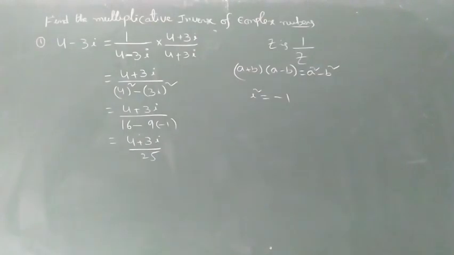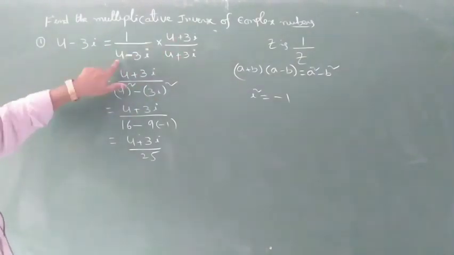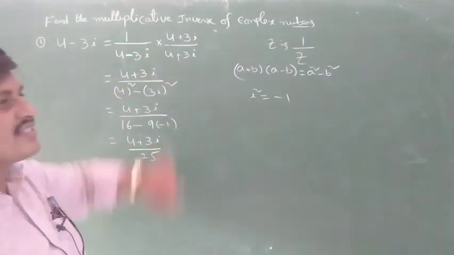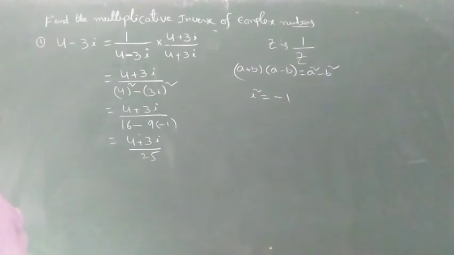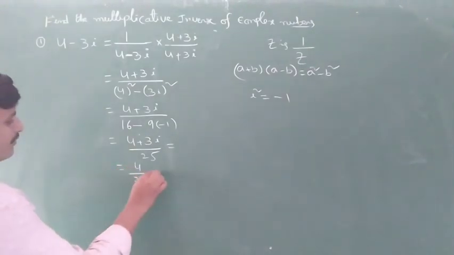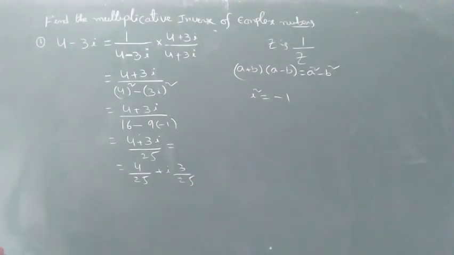Okay, rationalization: 4 plus 3i by... rationalization means what? 4 minus 3i is given, so the opposite, the conjugate, is 4 plus 3i. Multiply by 4 plus 3i by 4 plus 3i, this is one. Next, 4 plus 3i by a square plus b square formula, 25. That is equal to 4 by 25 plus i into 3 by 25. This is the multiplicative inverse of 4 minus 3i.